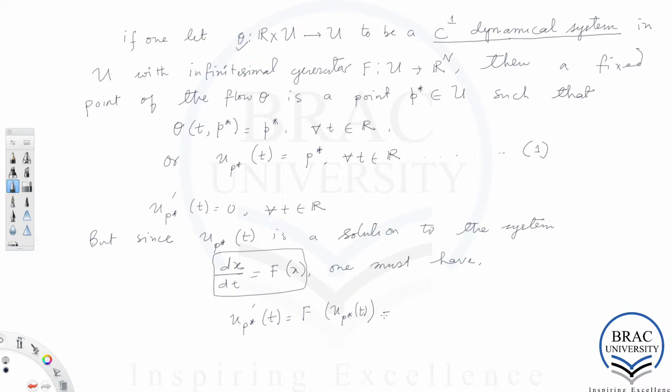And that means, so, since P star is a fixed point of the flow, this has to be the same as, since U P star evaluated at T is the same as P star, it has to be equal to 0, right? Because U P star prime at T is equal to 0. Okay, so this is what we have.